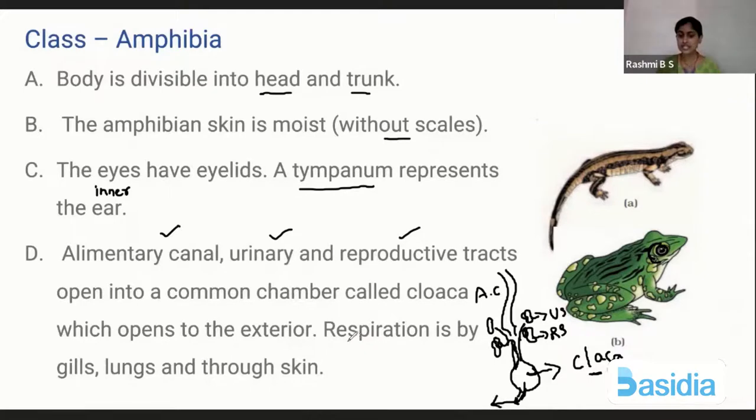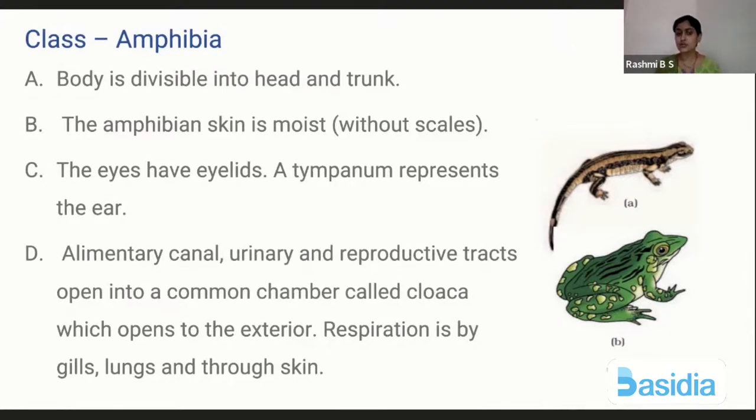So when it comes to respiration, amphibians have a very amazing respiratory system. They can respire through gills. See, the frog lives in water. When it lives in water, and the larvae of the frog live in water, it uses gills. When it comes to land, it uses lungs and moist skin for respiration. So through gills, through lungs, through skin. By all these means, amphibians can do respiration, children. So respiration in amphibians is very important. They use gills, lungs, and skin for respiration. Is it clear?